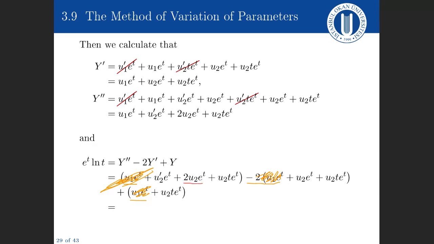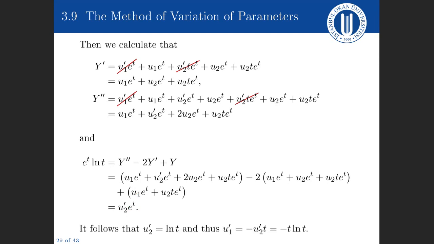Next, plus 2u2 minus 2u2. These are going to cancel. Plus u2t minus 2u2t and then plus 1u2t. Again, these are going to cancel. And we're going to be left with just one term. We're left with u2 prime e to the power of t. And then, of course, e to the power of t and e to the power of t are going to cancel.